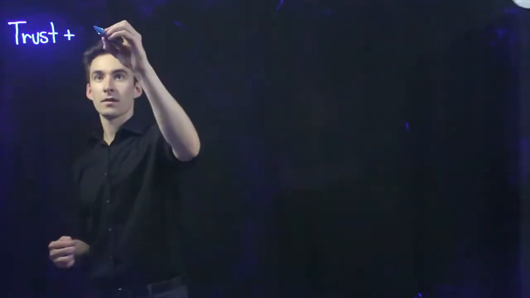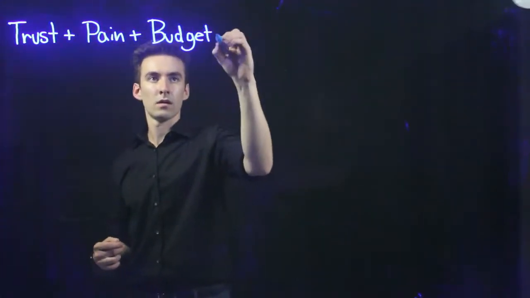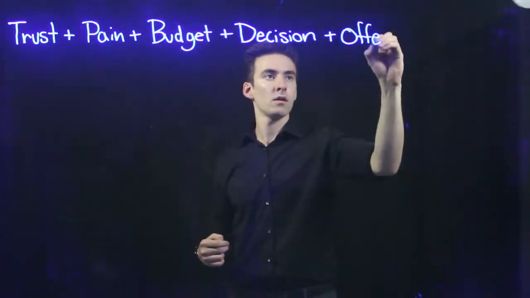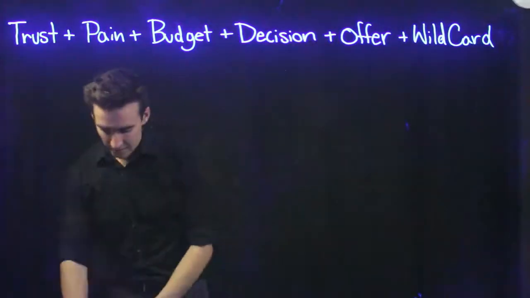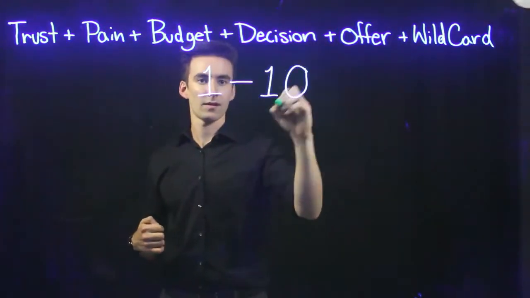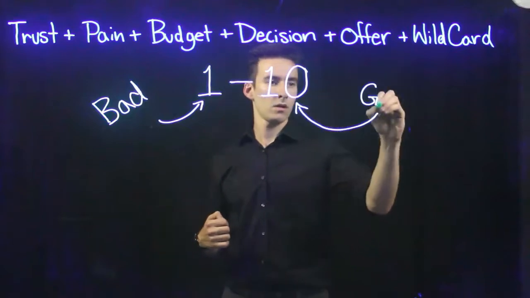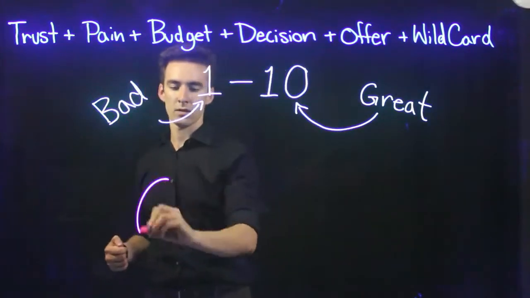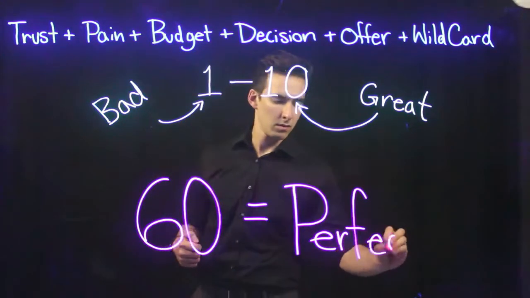Now, we're going to be looking at using addition to rate and qualify your leads with the sales formula. So when you're using the additive sales formula, you'll rate each variable between 1 and 10, 1 being the worst and 10 being the best. This makes 60 a perfect score.